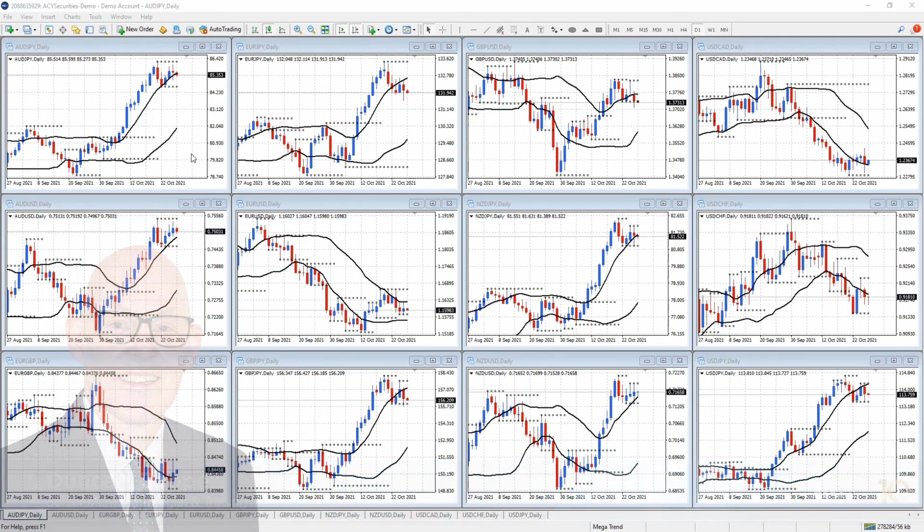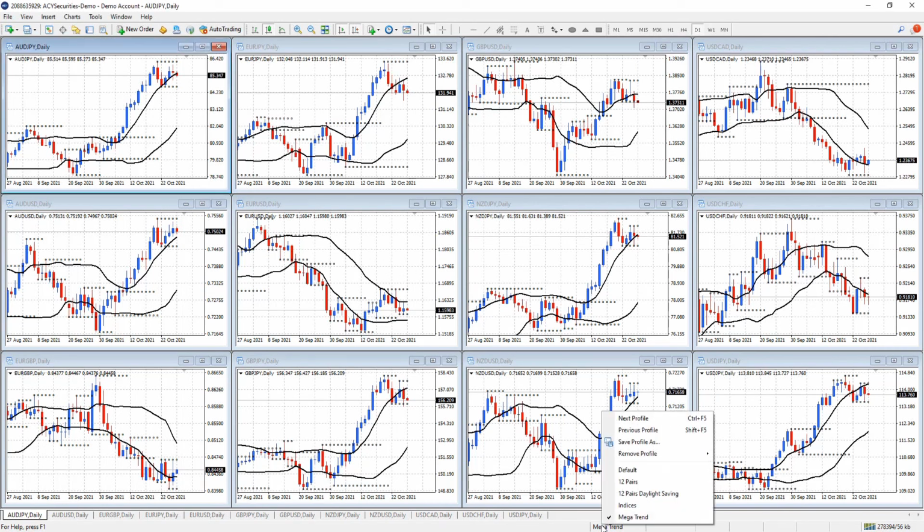Okay, so let's get straight into my MT4 platform. Now just moving down to the bottom, in the profile section, I have 4 profiles or 4 groups of charts saved here. I've got my megatrend, indices, 12 pairs daylight saving and 12 pairs. So let's go through the megatrend first of all.